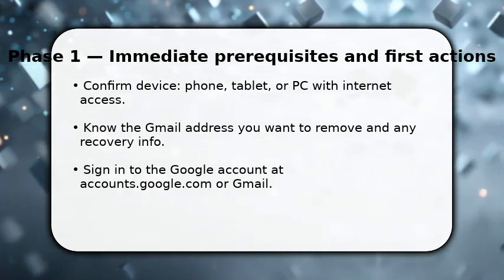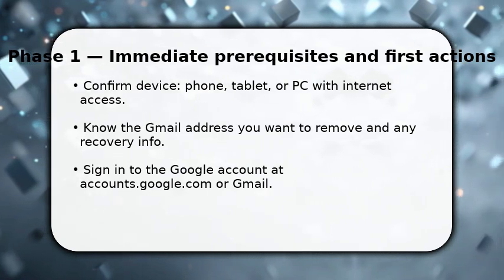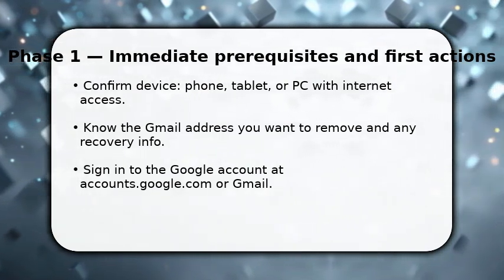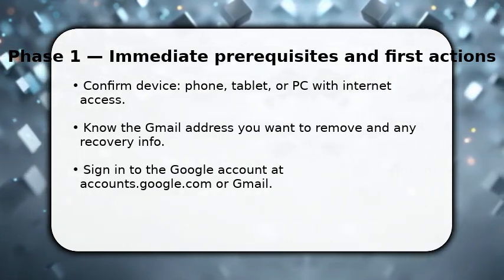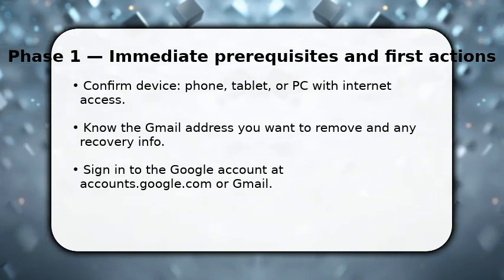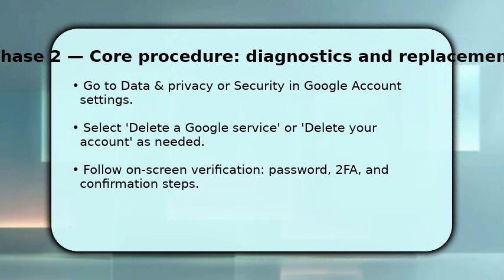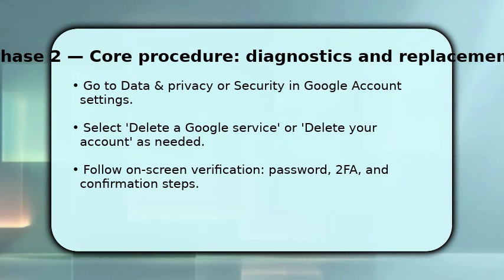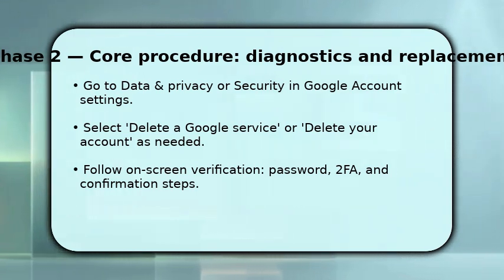Once signed in, navigate to your avatar in the top right and click Account or Manage your Google account. This takes you immediately into settings where the removal option lives, so don't linger. Next, go into Data and Privacy or Security, depending on the interface, because that's where delete controls are. You'll choose Delete a Google service to remove Gmail only, or delete your Google account to remove everything.